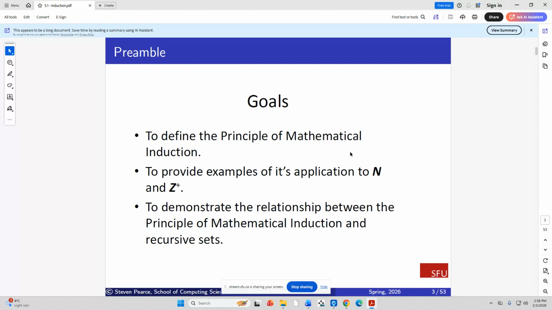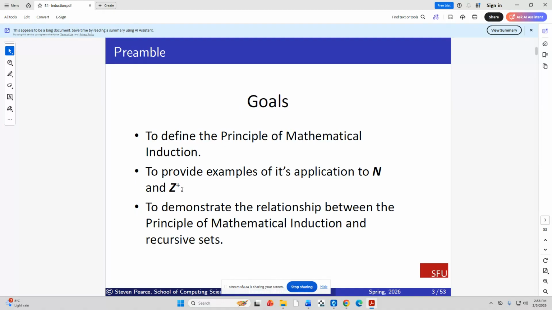We define the principle of mathematical induction here, which is actually equivalent to the well ordering principle. We talked about that earlier. This only works for natural numbers or the set of positive integers. It doesn't work for, well, imagine the well ordering principle for the set of integers. It just doesn't work because there's no starting point.